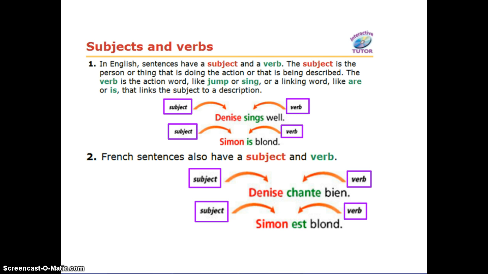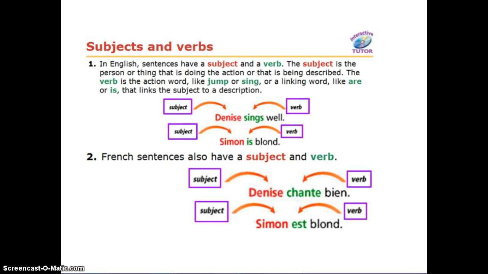Same exact thing happens in French. In order to have a sentence, you've got to have a subject and a verb. So what they've done here on number 2 is they've used the exact same 2 sentences as the English ones above. In the first one, you still have Denise sings well, but it's in the French version. So you have Denise chante bien. Denise is still the subject. It's a person's name. That doesn't change. The verb for to sing, though, in French is chante.